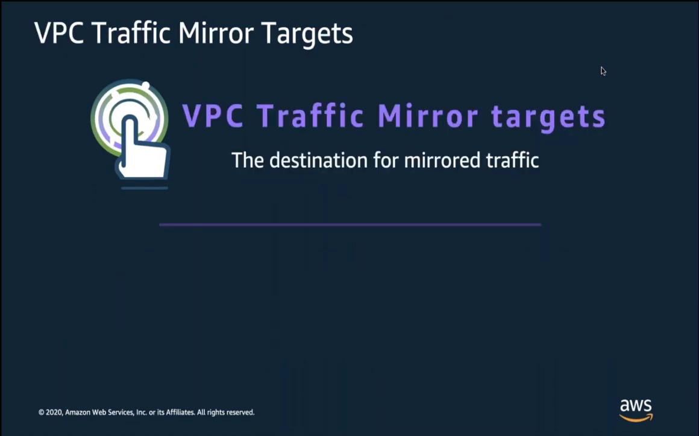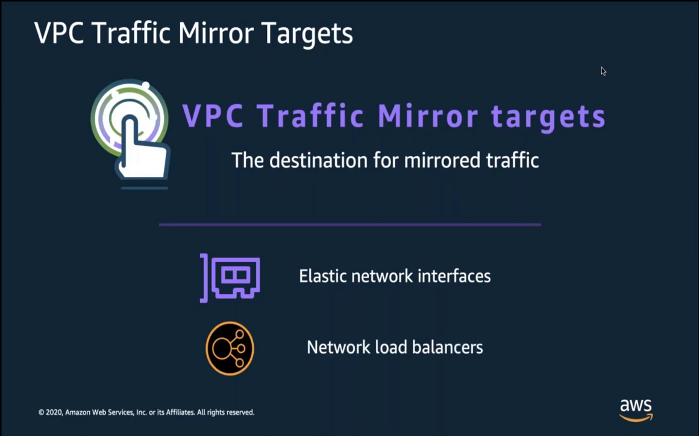So let's start with mirroring targets. Today, you can forward the mirrored traffic to another elastic network interface. So that could be another instance. This is really good for ad hoc monitoring. If you're interested in what's happening on a particular instance, you enable traffic mirroring and forward it to another instance, another network interface, where maybe you're running some open source tools like Wireshark, and you can immediately see what's going on in that network.